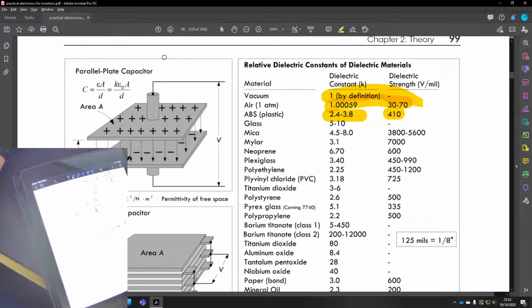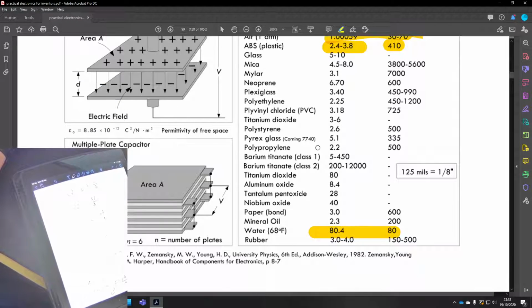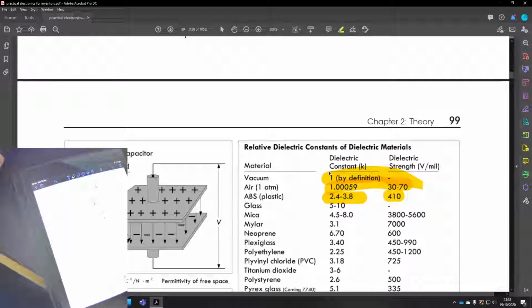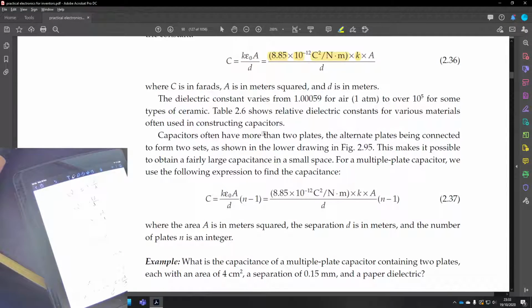Okay, so dielectric constant. What's the dielectric constant again? Dielectric constant is the permittivity, so the ability to polarize it. Okay, I'm going to have to skip over this bit. I don't particularly understand it.